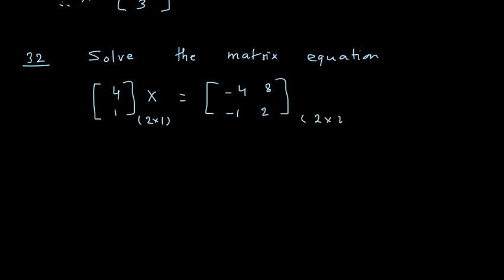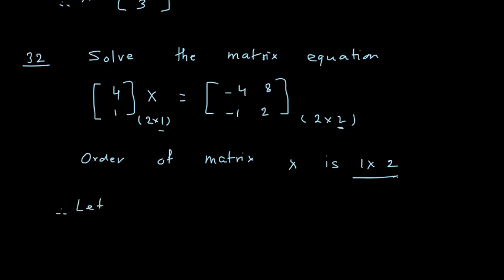This is 2 into 2. So for x, I will say that the order of matrix x is, now column of this will be equal to row of this. So that is 1 cross, and column here it is 2, 1 cross 2. Okay. So order of matrix x is 1 cross 2.